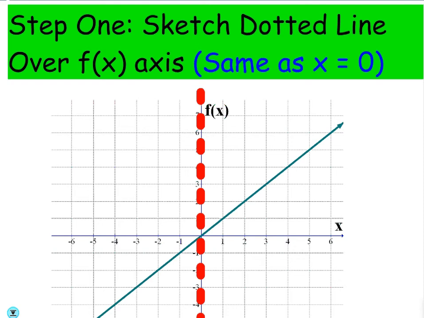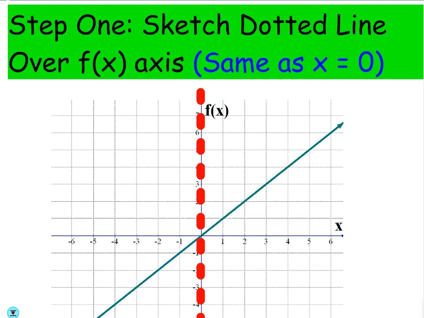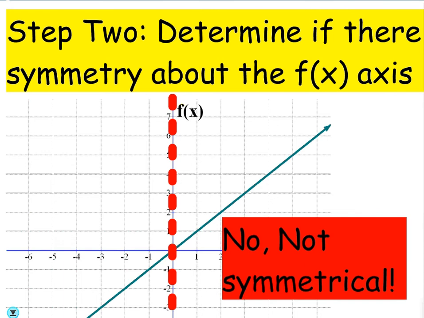So let me draw you what would be symmetrical. If it went like this, that would be even. But because it goes down and up, it's not symmetrical, so the answer is going to be no. Okay, let's do some more.